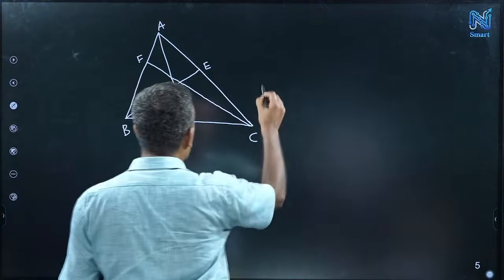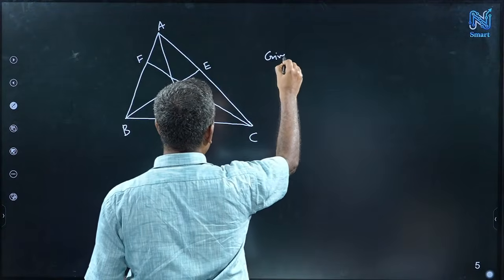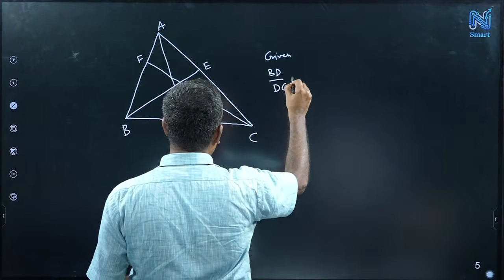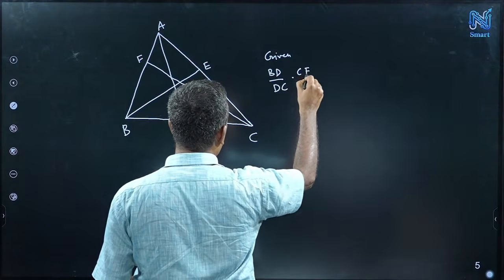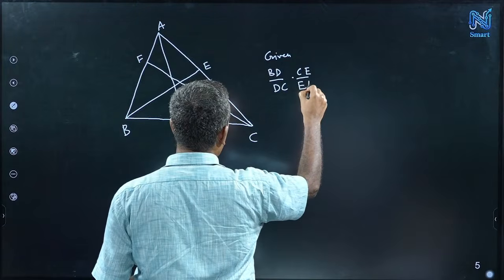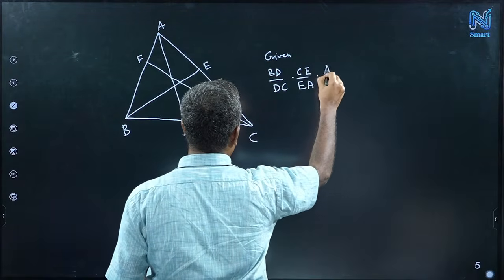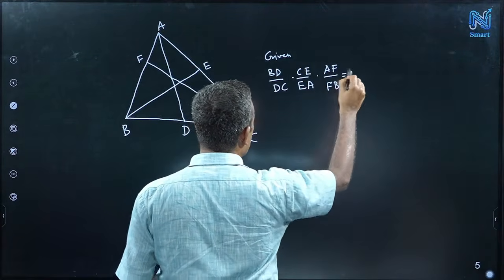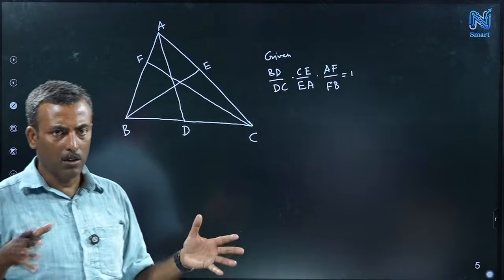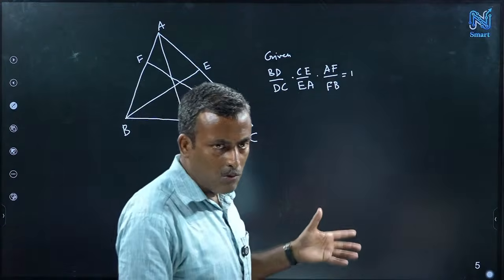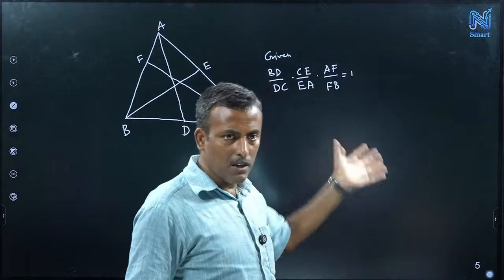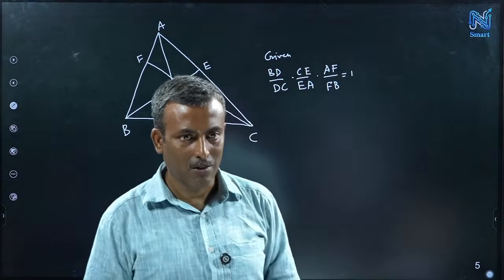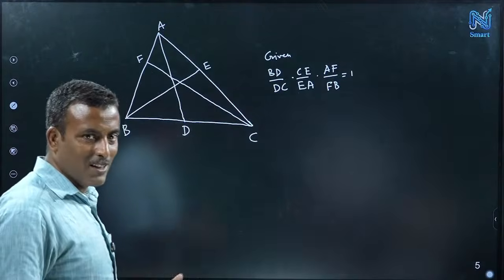But it is given to us that BD by DC into CE by EA into AF by FB is 1. So in Ceva's theorem we have to show this, given that the lines are concurrent. Now it is given that the product is 1, and we have to prove that the lines are concurrent. So that is a converse.